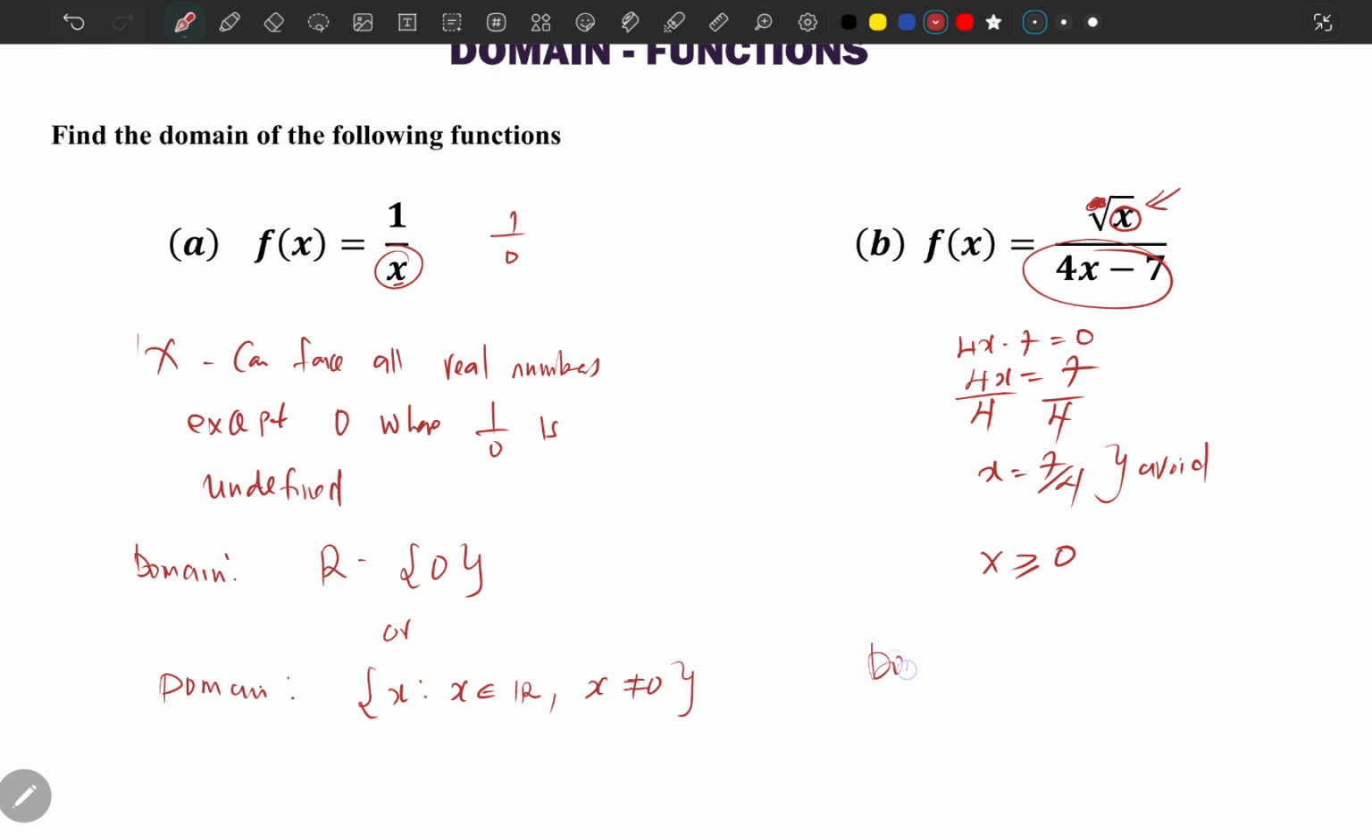Meaning that our domain will be all values of x greater than or equal to 0, except where x is equal to 7 over 4. So we are looking at all the possible values of x that are greater than or equal to 0, but x should never be equal to 7 over 4. That is your domain for these two particular functions.